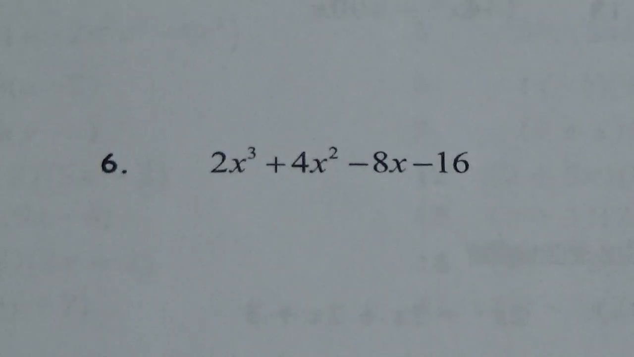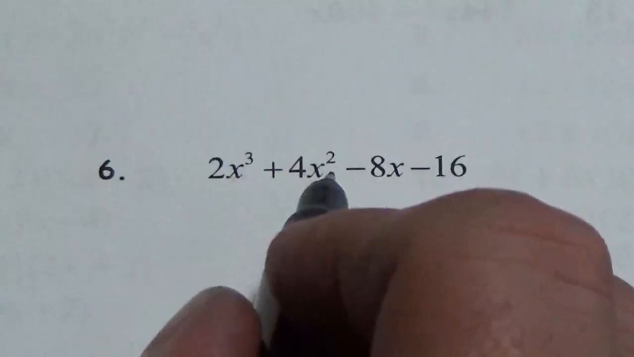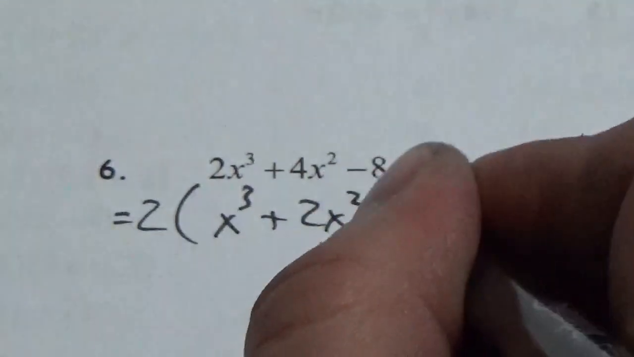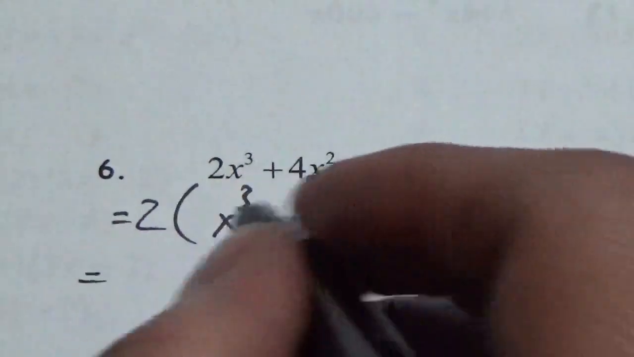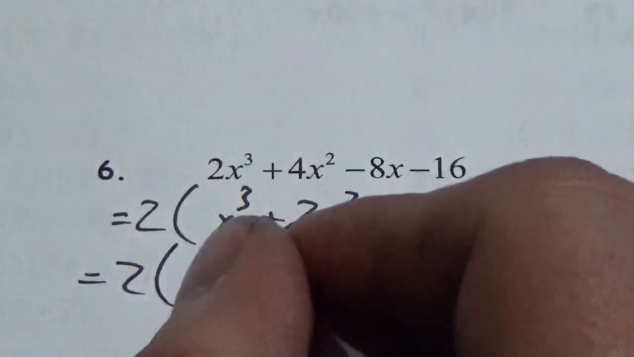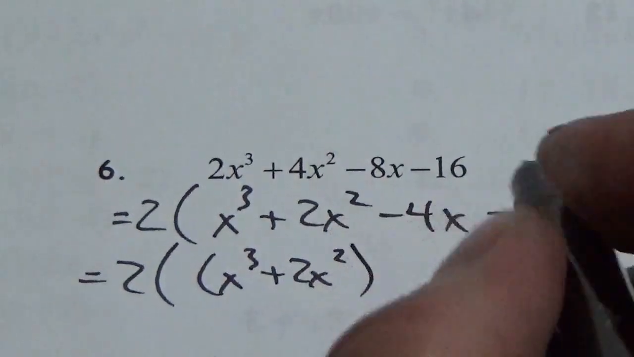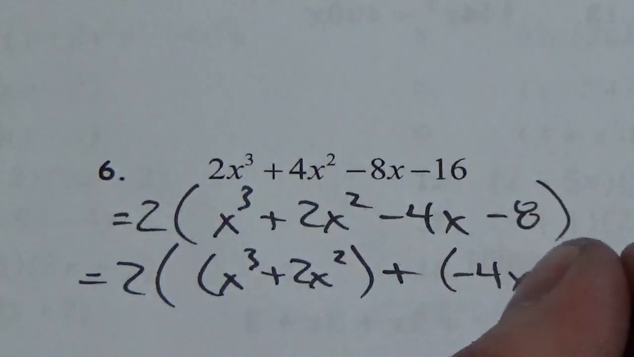Let's do one more. Okay, so in this last one, notice first of all that there is no common x to all those terms, but there is a common factor of 2, and I'm going to take advantage of that. I'm going to take out the 2. That will leave me with x cubed plus 2x squared minus 4x minus 8. And now I'm going to group together the first two terms, put a plus sign there, and move that negative in: negative 4x minus 8.